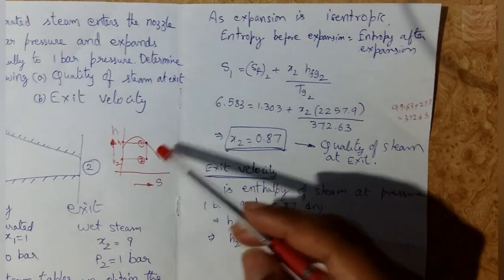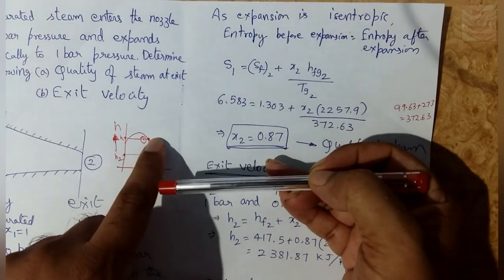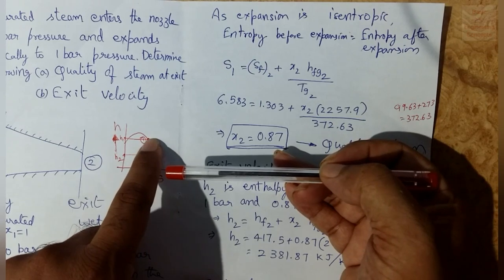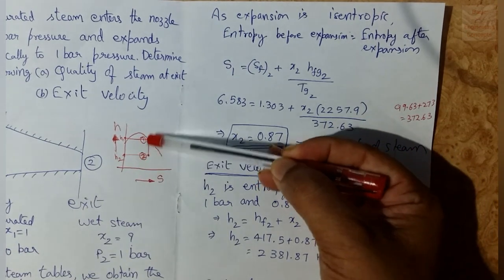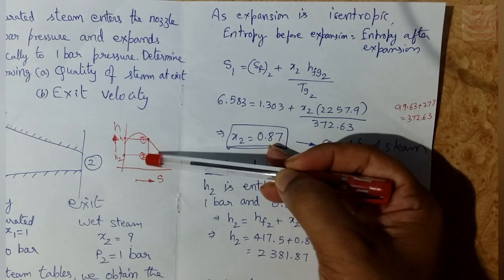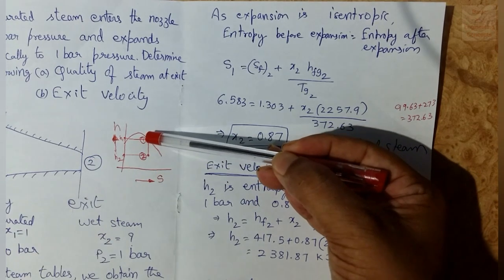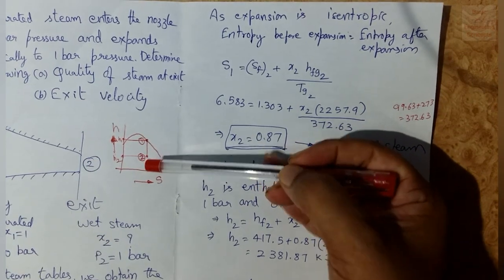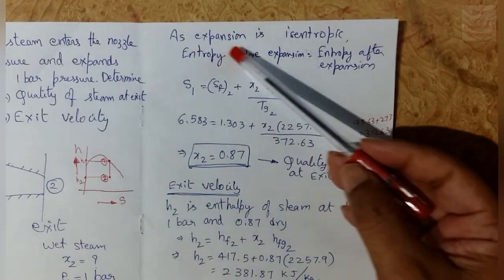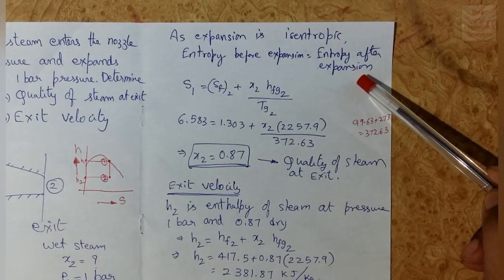Here we can observe one important data. Between 1 and 2, what is the relation? The relation is S1 is equal to S2, because 1 and 2 lie on the same vertical line. We have different values for H1 and H2, but S1 and S2 are the same. So we use this condition to obtain the quality of the steam. As expansion is isentropic, entropy before expansion is equal to entropy after expansion.